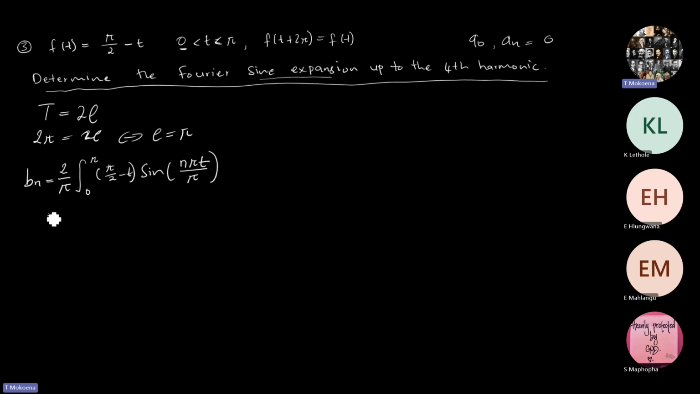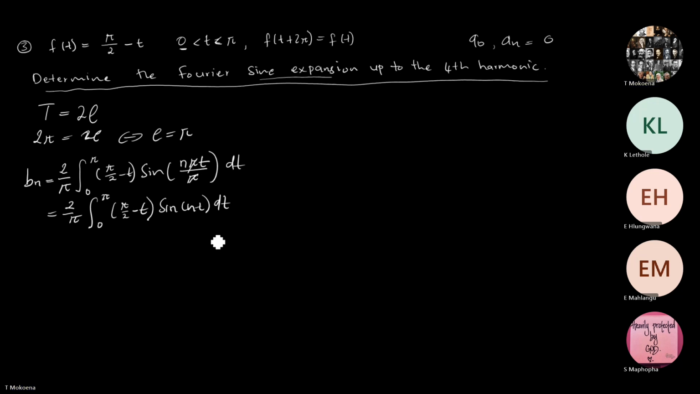Now let's go. We have 2 over pi, the integral with bounds pi and 0, and pi over 2 minus t. Pi will cancel pi, and therefore we have sine nt. I forgot dt here. They will penalize us. At least we're practicing. Imagine if you were in an exam.